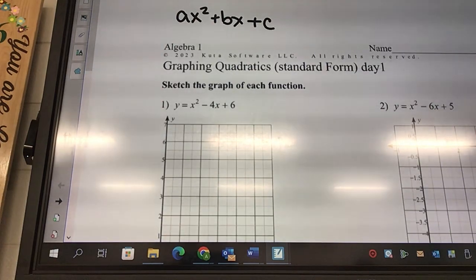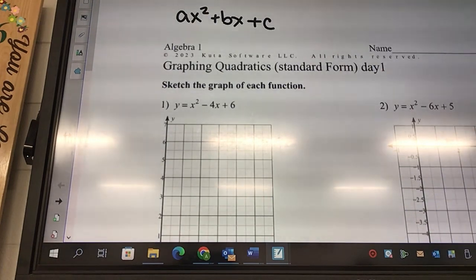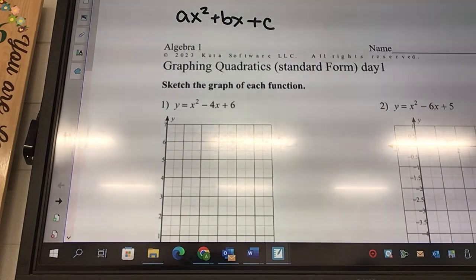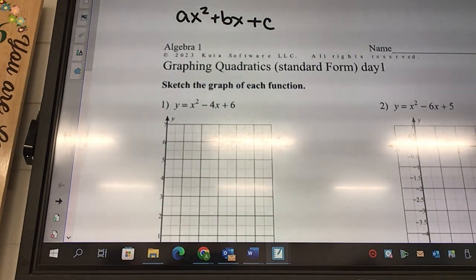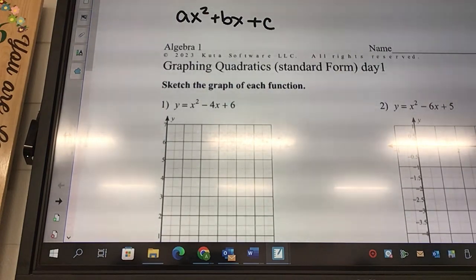Look at 2. What is a? 1. What is b? Negative 6. What is c? 5. For 3, what is a, b, c? Perfect. Last one, 4. What is a, b, c? These problems are very specifically set up today. What is a on all of these? 1. So these are the easier ones because a is 1.